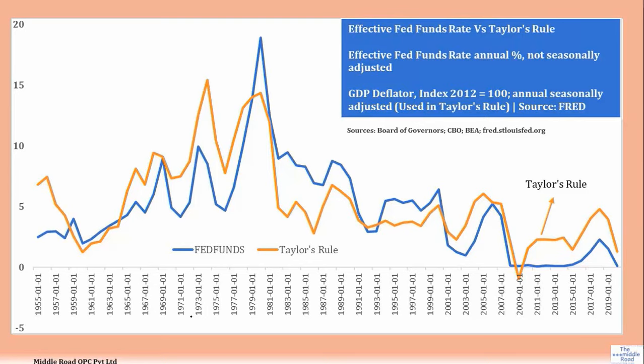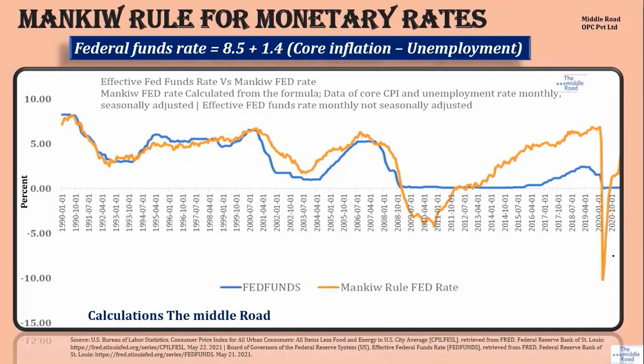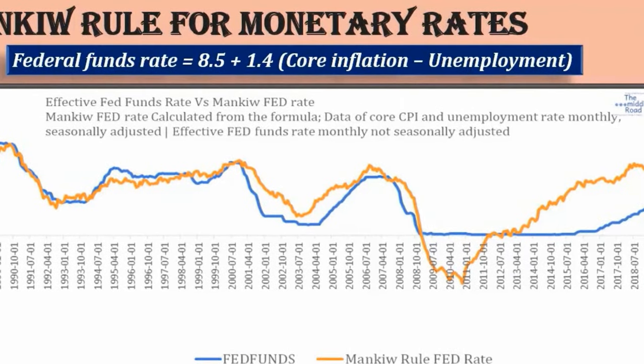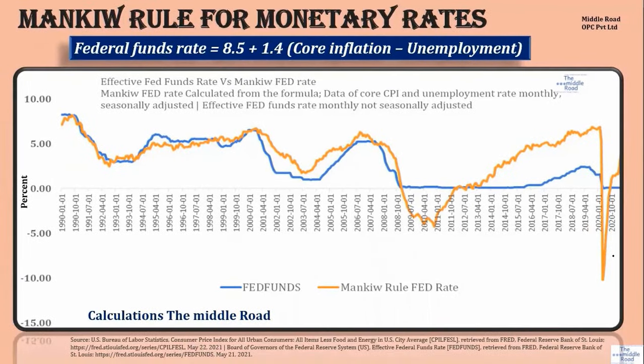These two graphs: when I plotted these two graphs, you get a fair bit of idea where the interest rates should be according to the Taylor's rule and where they are right now. Mankiw, the economist I talked about, has come out with a rule. He said that the Fed funds rate is equal to 8.5 plus 1.4 times core inflation minus unemployment rate. The only thing is that the data for core inflation and unemployment is seasonally adjusted. Both are monthly rates. The Fed effective funds rate was not seasonally adjusted. If you look, it moves very close until we see this inflection point. According to the model, the rate should be much higher than what it is right now.